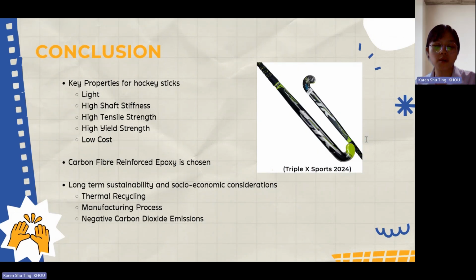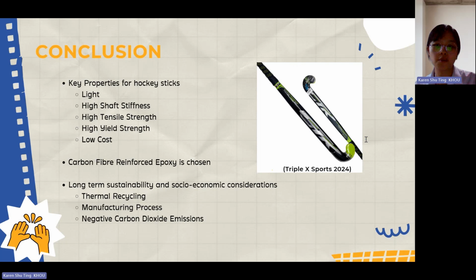In conclusion, we have discussed the key properties for good hockey sticks. The hockey sticks should be light, have high shaft stiffness, high tensile strength, high yield strength, and low cost as possible. By comparing the two material candidates, which is European ash wood and carbon fiber reinforced epoxy, carbon fiber reinforced epoxy is chosen because it can fulfill most of the key properties stated.